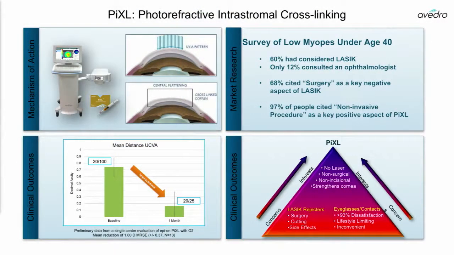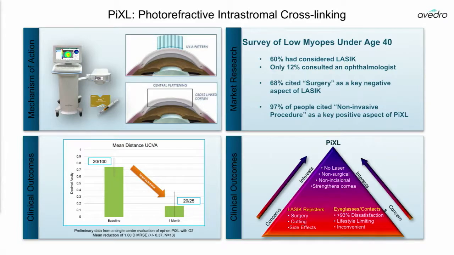So is this something that is applicable to the patient base that we're talking about in low myopes? If you look at the top right, this is a market study that we had done of patients from the UK and the US, and goes through many of the things we were just all talking about. But important points: about 60% of these patients under age 40 who were low myopes had thought about LASIK, but only 12% had come in to see a doctor. And I think that goes to all of the issues we were just discussing.